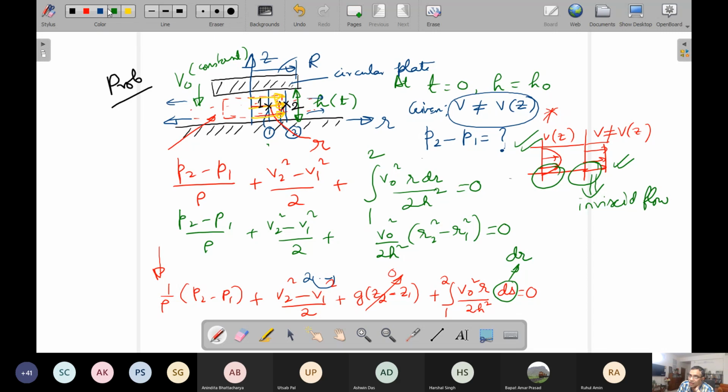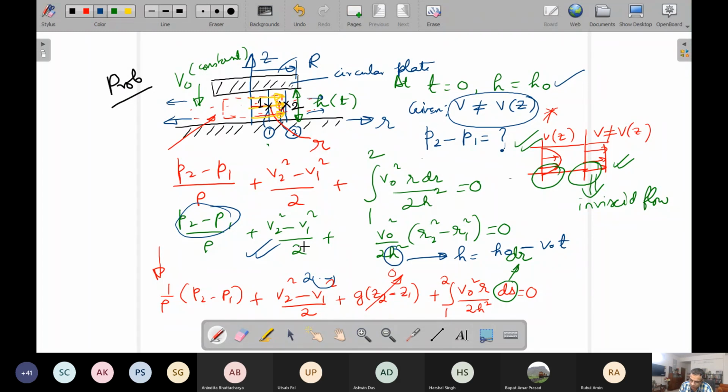So H, you can just integrate dH/dt equal to minus V naught, and that will make this H, the initial H, minus V0 into T. Okay. So the pressure differential, that is P2 minus P1, is obtained from this equation. You can take all the other terms to the other side and you will get it.